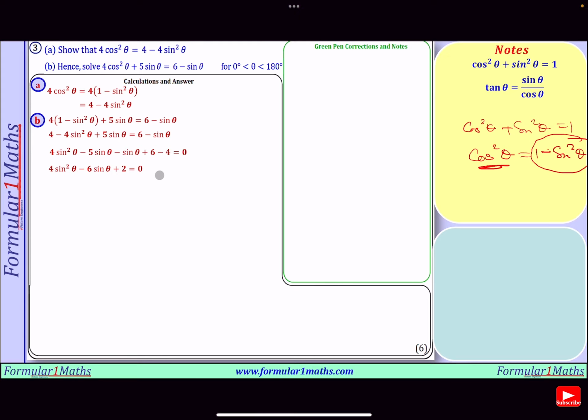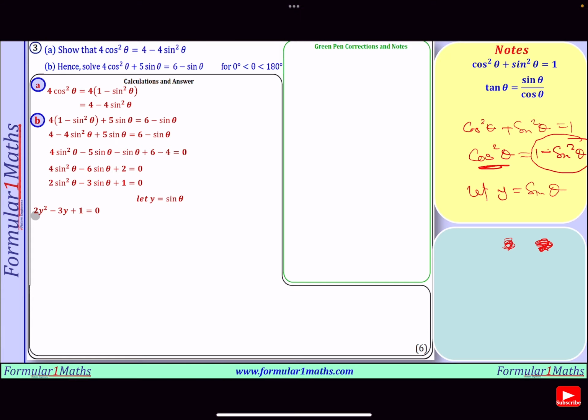Then we can simplify this by dividing every term by 2 to get 2 sine squared theta minus 3 sine theta plus 1 equals 0. This is a quadratic in sine theta. But because sine theta is a lot to write, we'll say let y equal sine theta. So in that case, we have 2y squared minus 3y plus 1. So now we can easily factorize this.